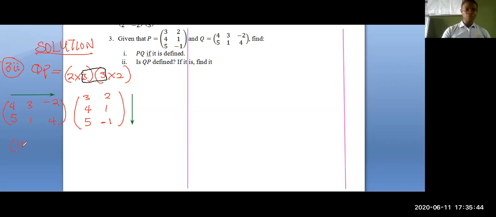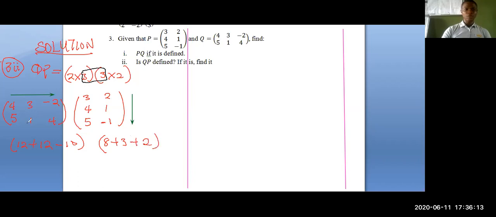So I'm going to have 12 plus 3 times 4 is 12. Okay, then minus 2 times 5 gives us minus 10. So that's the answer for this row and this column. There is a space after this column to have this column, so I give a space again. 4 times 2 is 8, plus 3 times 1 gives us 3, minus 2 times minus 1 gives us plus 2. Okay, so that is it.